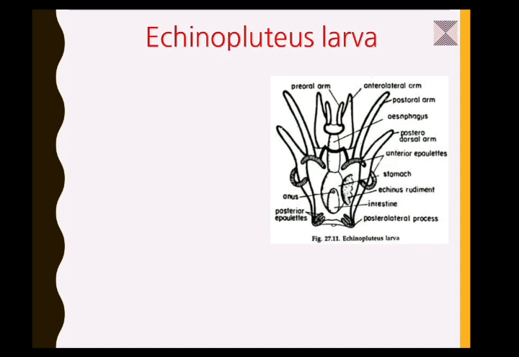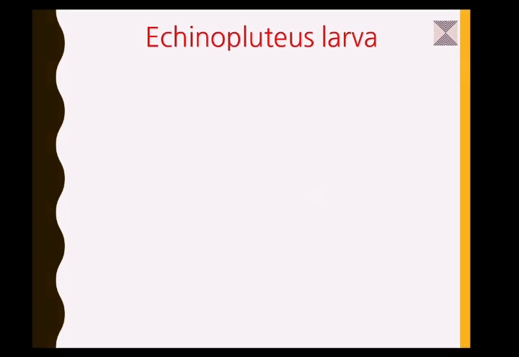If I go for the posterior end, we have the posterior lateral processes, and this is for some kind of attachment of this particular larva to the substratum. If I go further, first of all, it is seen in the life history of the class Echinoidea, where we have the Echinopluteus larva.